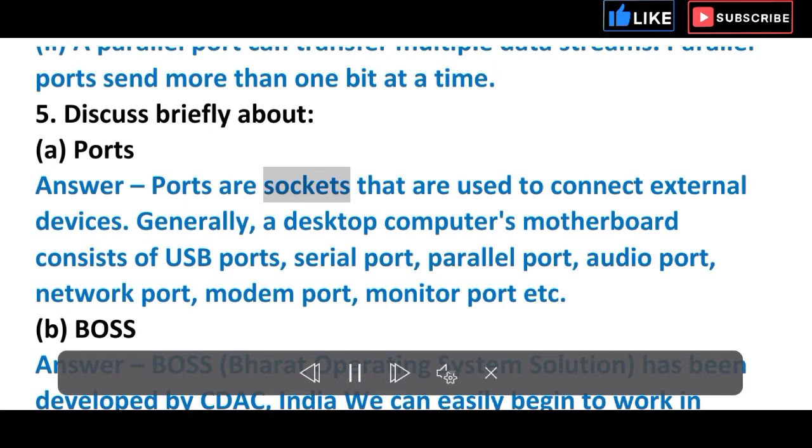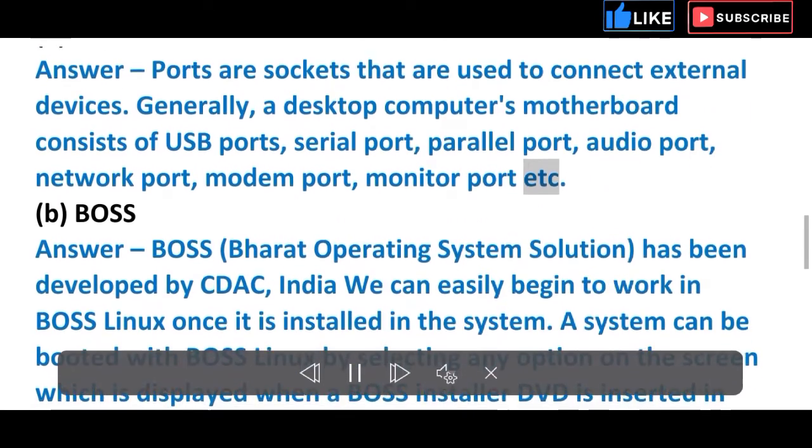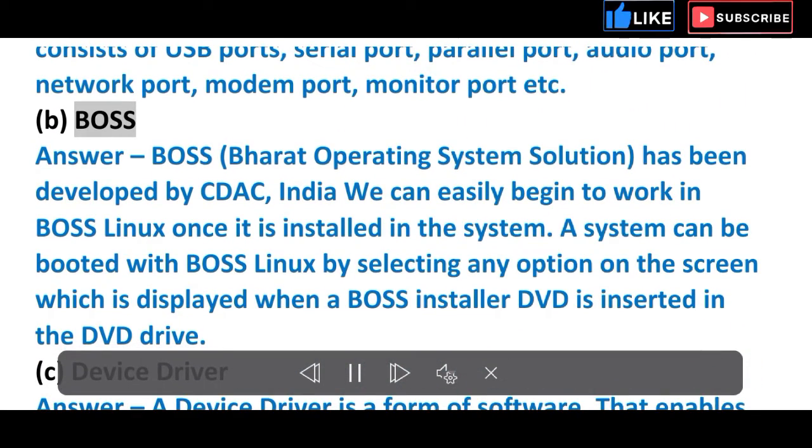Answer. Ports are sockets that are used to connect external devices. Generally, a desktop computer's motherboard consists of USB ports, serial port, parallel port, audio port, network port, modem port, monitor port etc.